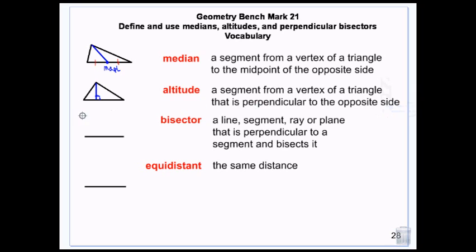Perpendicular bisectors are perpendicular to segments, and cut them in half. So it's going to be a 90-degree angle, and then the segment is going to be split into equal parts. And equidistant just means that this distance is the same as this distance. So these 2 points would be equidistant to that line segment.